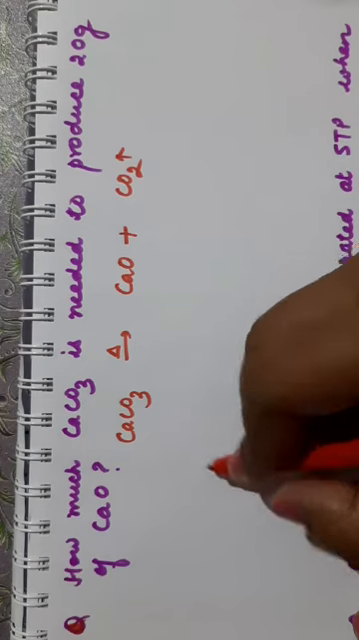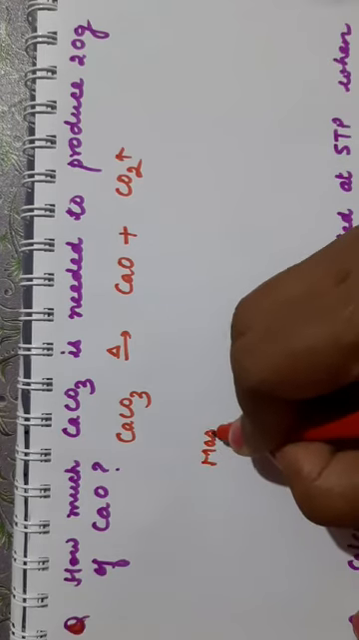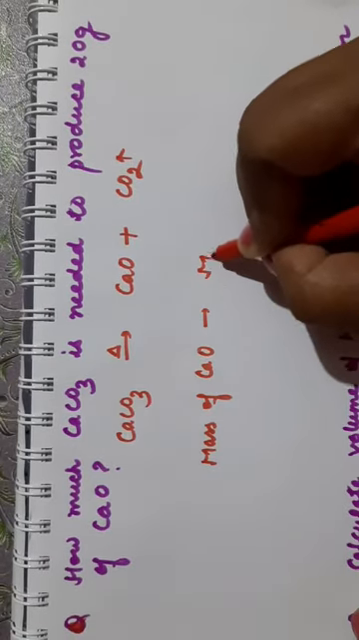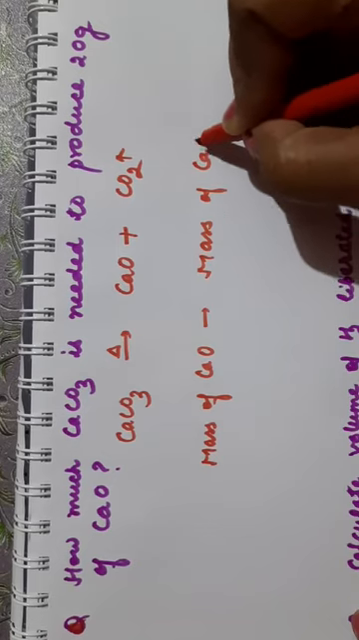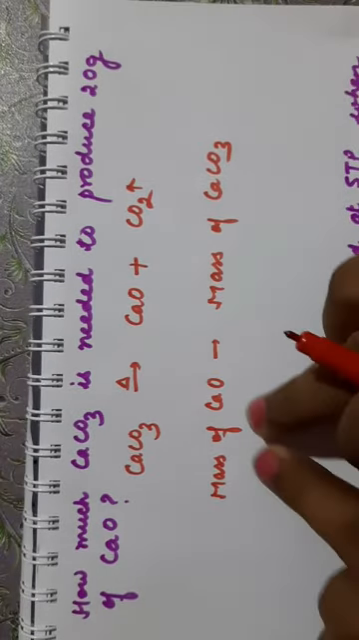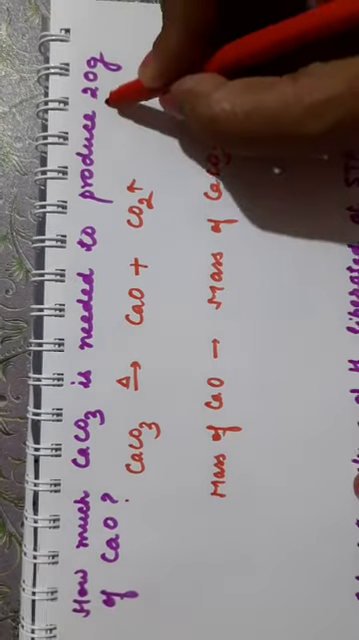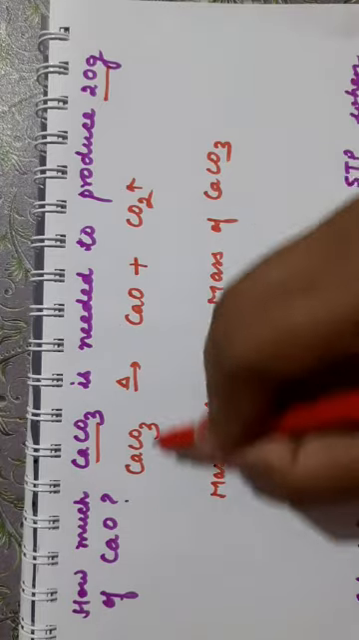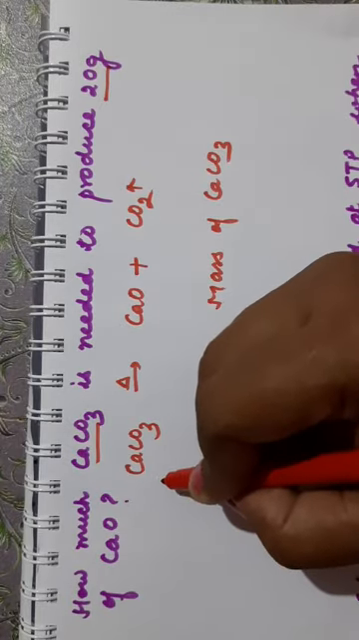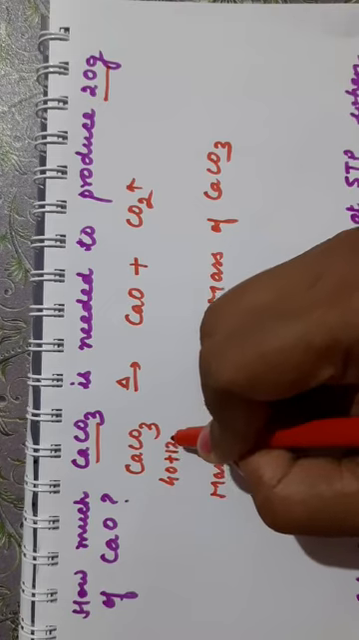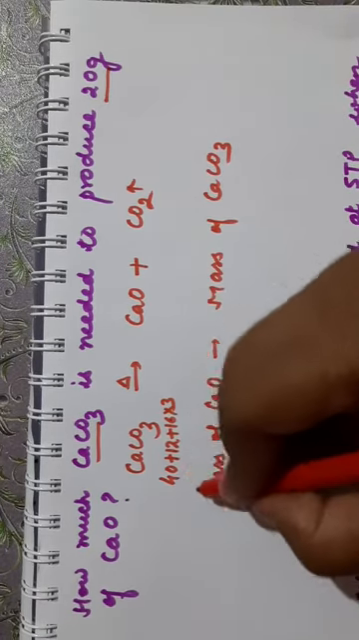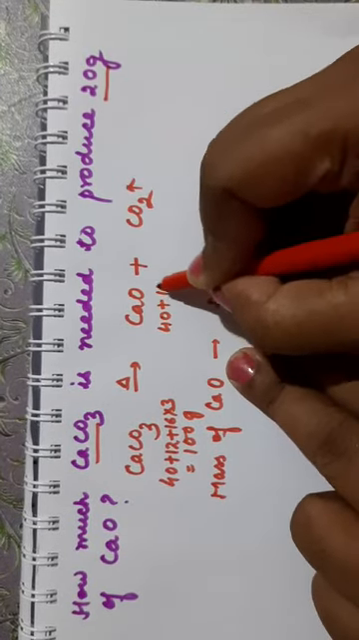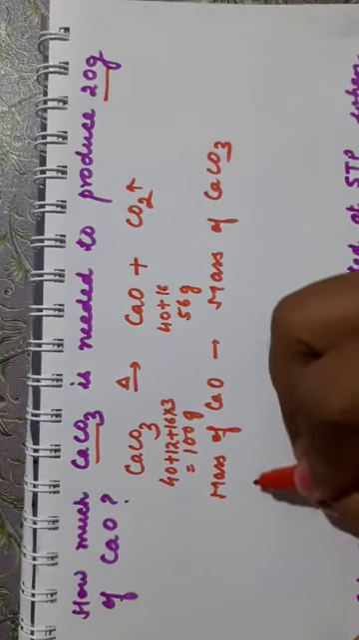Now you have to find how much calcium carbonate to produce 20 gram of calcium oxide. So you have to write the relation between mass of calcium oxide and mass of calcium carbonate. Clear? Mass of calcium oxide I have written this side because this is given, and calcium carbonate we have to calculate, so I have written this side. Now this is a balanced equation. What is the mass of calcium carbonate? 40 plus 12 plus 16 into 3. So it will come out to be 100 gram. Calcium oxide, calcium 40 plus 16, 56 gram. Clear?